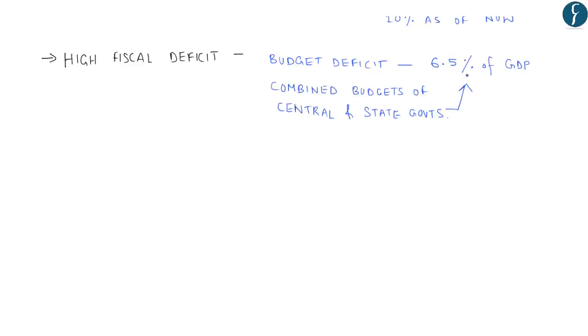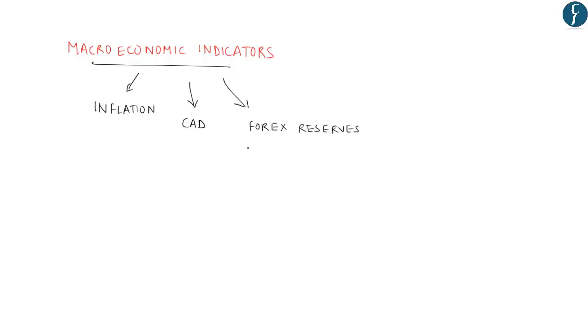Another vulnerability which can be talked about is high fiscal deficit. The general government budget deficit, the combined budgets of central and state governments, is still at 6.5% of GDP, which is still very high. Hence, there is a need to emphasize caution before getting jubilant about the growth figures. In this respect, it is important to know that even though macroeconomic indicators such as inflation, current account deficit, forex reserves, etc. have improved, they still remain on slippery ground.